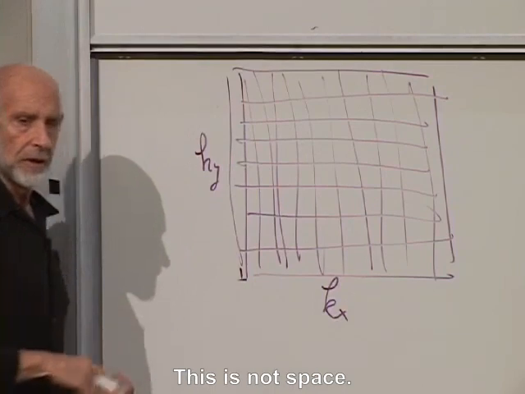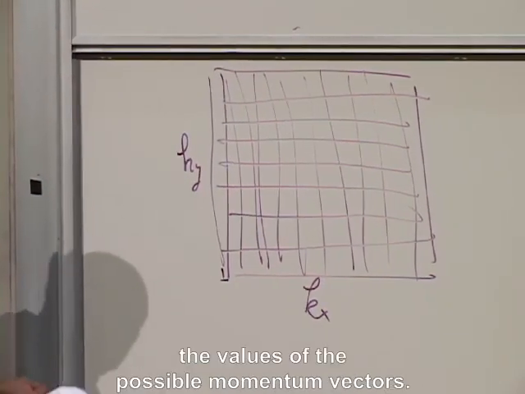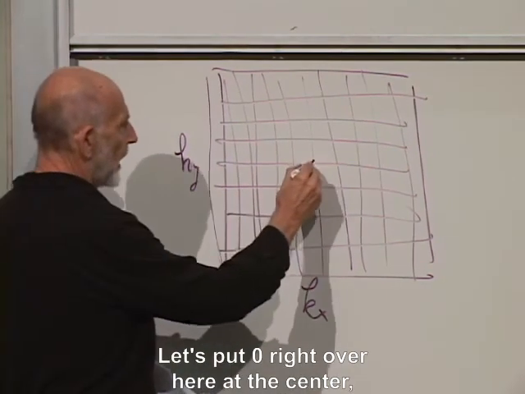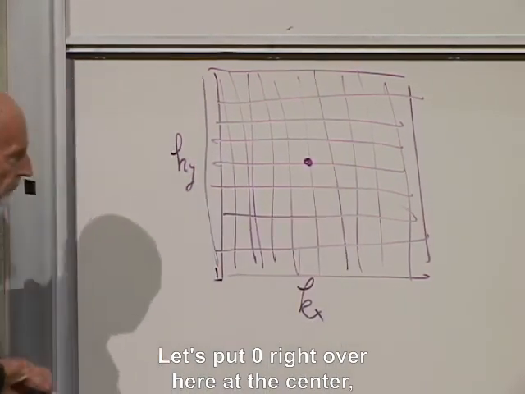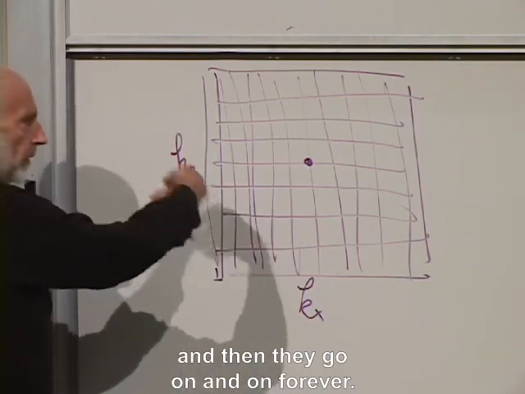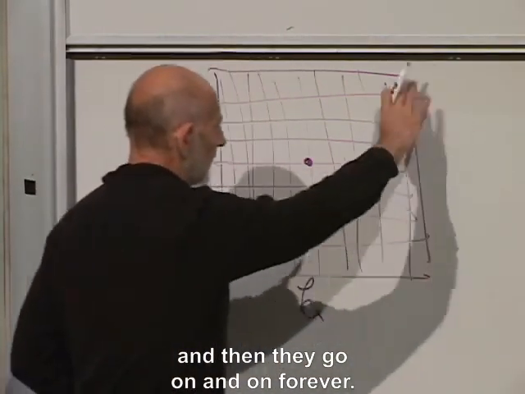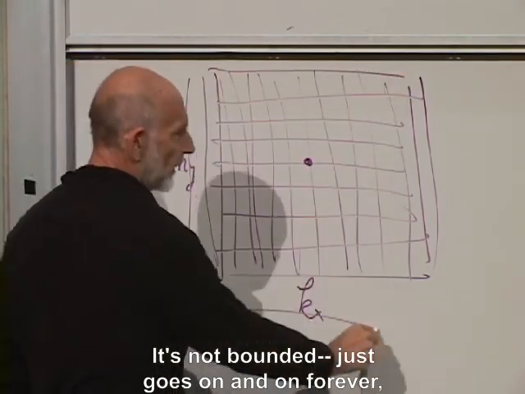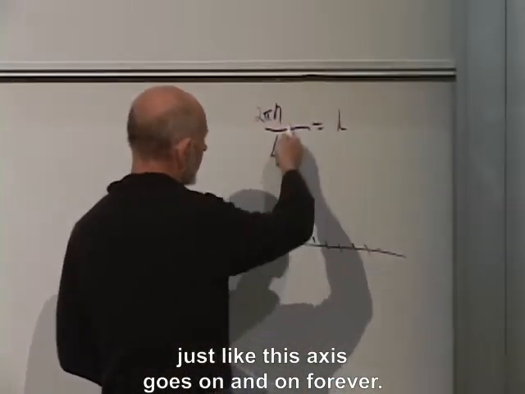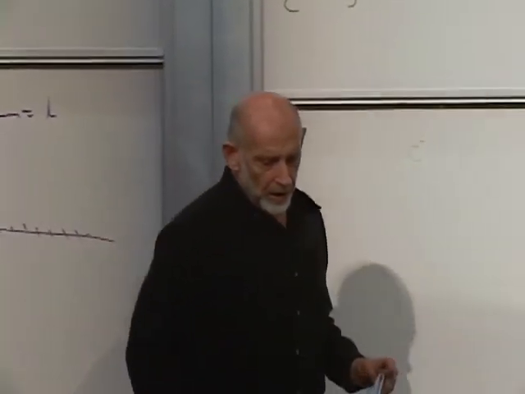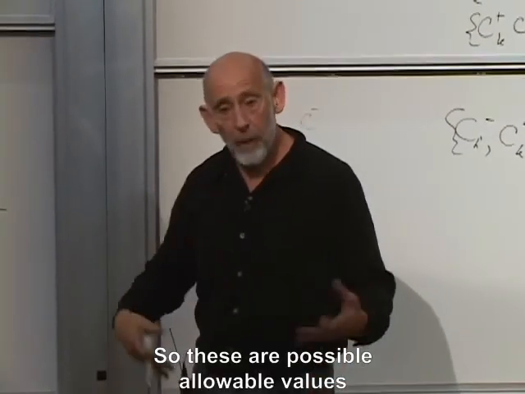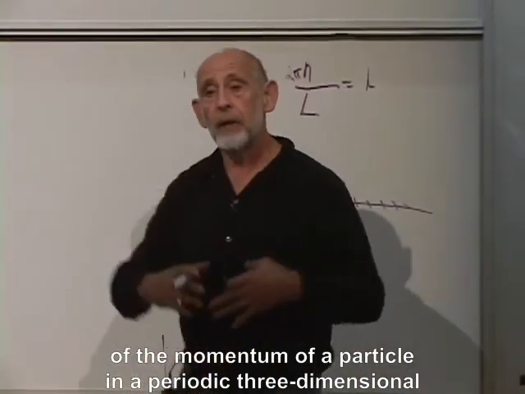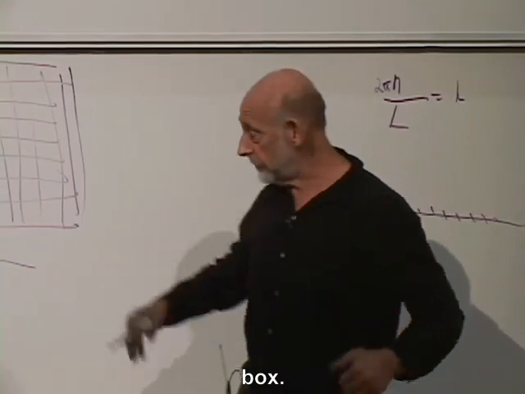This is not space. This is momentum space, the values of the possible momentum vectors. Let's put 0 right over here at the center. And then they go on and on forever. It's not bounded. Just like this axis goes on and on forever. This n can be anything. So these are the possible allowable values of the momentum of a particle in a periodic three-dimensional box.